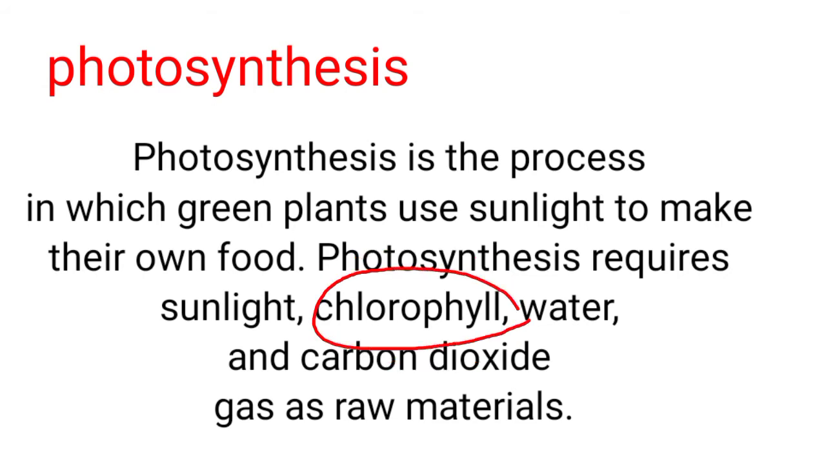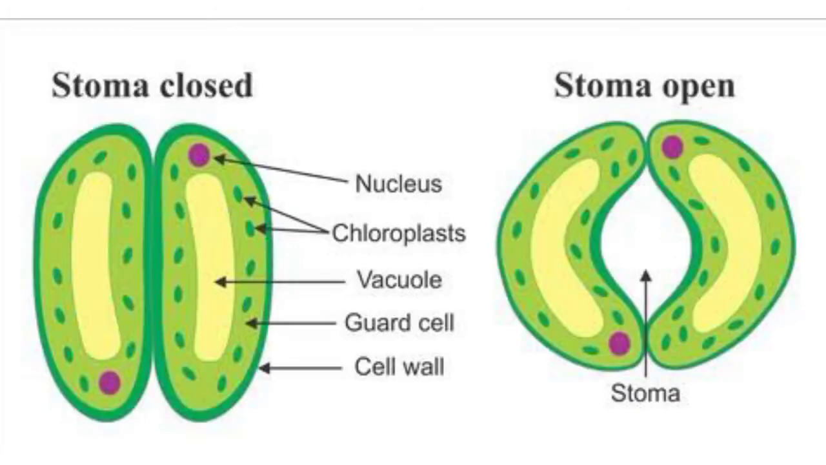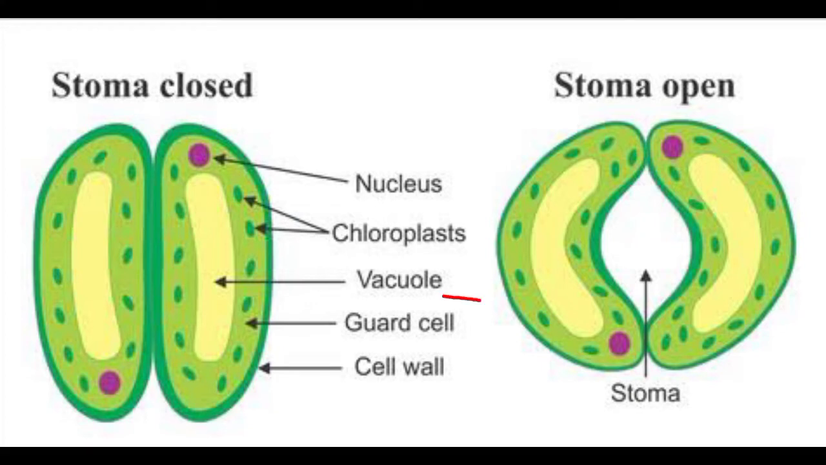And how does carbon dioxide enter leaves? Carbon dioxide from the air enters leaves through tiny pores present on the surface of leaves. These pores are called stomata. Stomata are surrounded by guard cells. Opening and closing of stomata is done by guard cells. Through the pores, carbon dioxide enters the leaves.